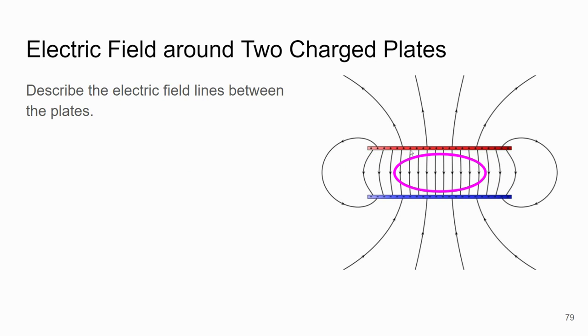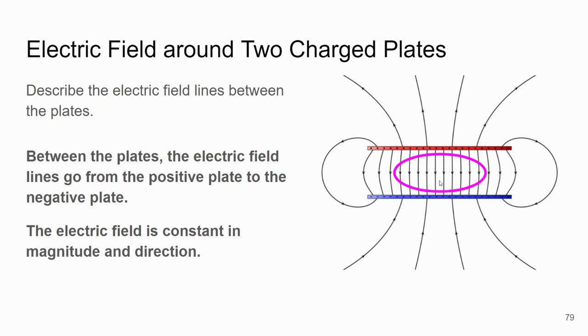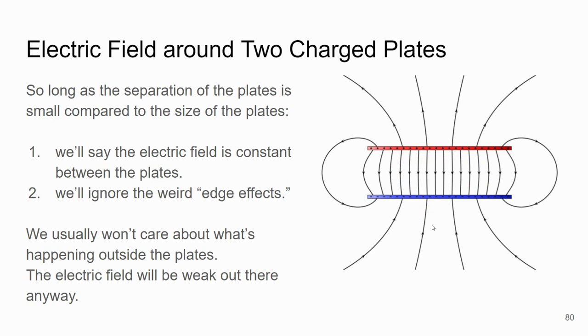How about in the region right between the two plates? Magnitude and direction is very, very constant. The direction is straight down, so perpendicular to the plates. You have parallel lines, and they're very evenly spaced, telling you that you have a strong, very even electric field, going from the positive to the negative. So when we're doing this, we're going to say that the electric field between the plates, and this whole volume right here between the plates, is very, very constant.